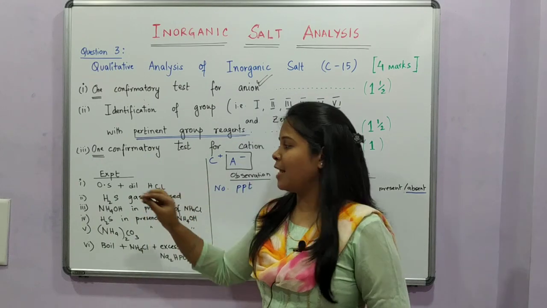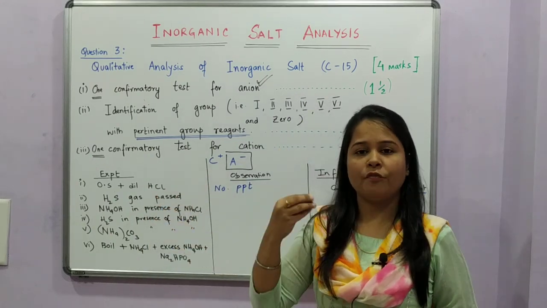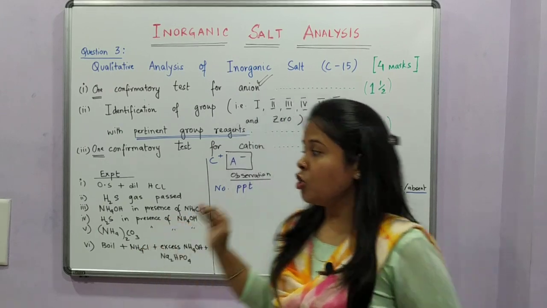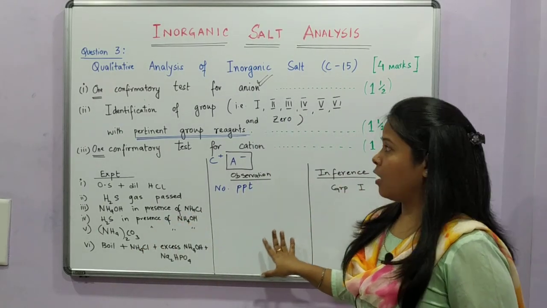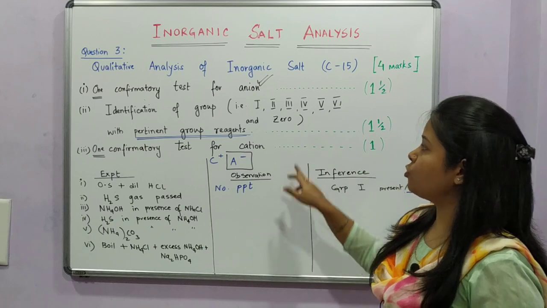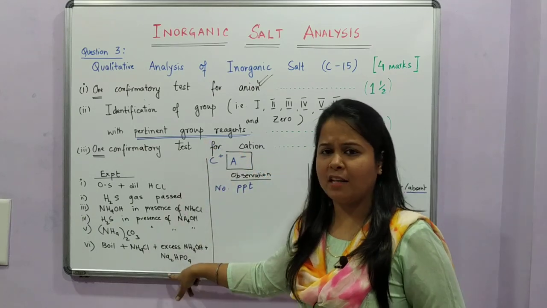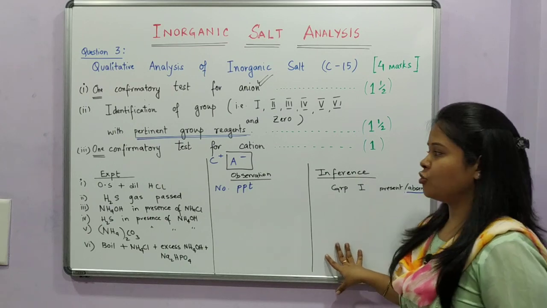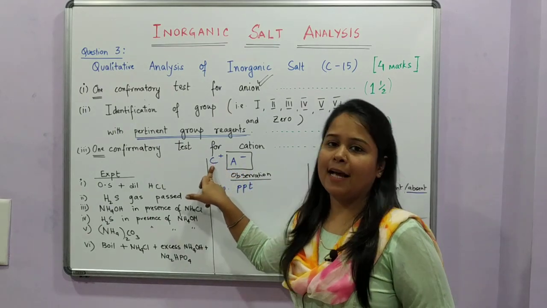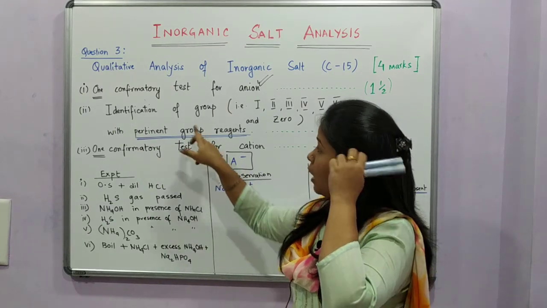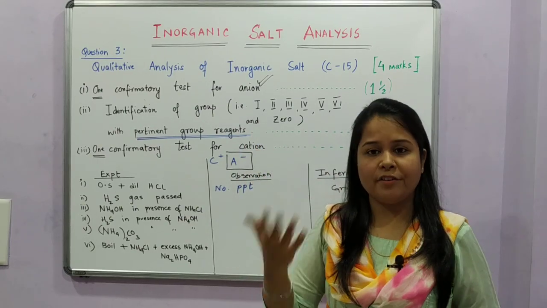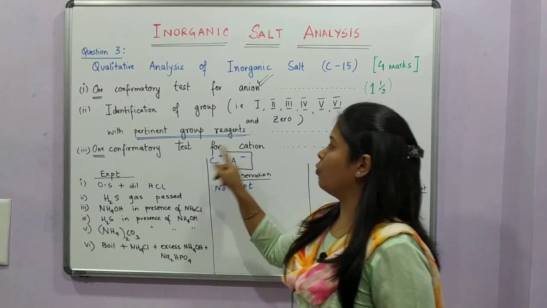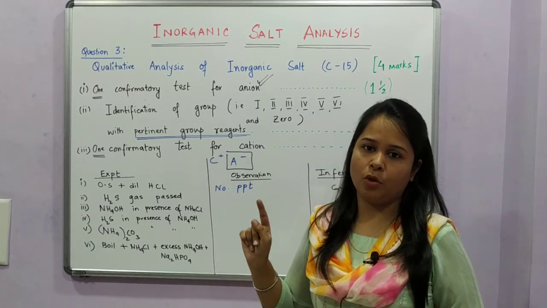Start with the original solution and add the particular group reagents to find out if that particular group is present or not. Correct? So this group part, I'm sure, must be clear to all of you. The particular group reagents are very, very important to identify which group is actually present in my cation. Now, once we have understood the group in which a cation is lying, we go for the confirmatory test for that particular group.